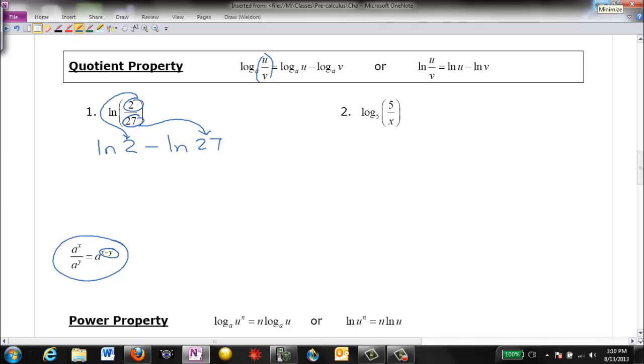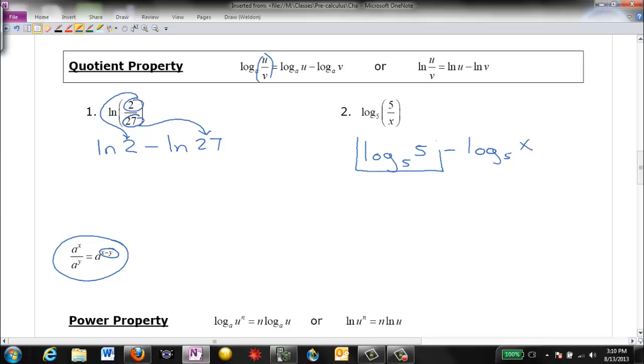Number 2, we have log base 5 of 5 over x. So this works with algebraic expressions and logs as well. So I can actually rewrite this as log base 5 of 5 minus log base 5 of x using that quotient property. Now make sure you pay attention because sometimes in these problems when you apply one property it leads you to the ability to do something else as well.